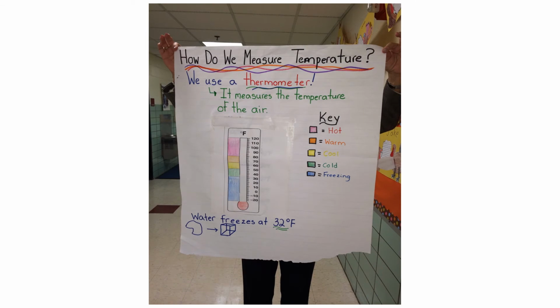Look at this. There is a question over there. It says, how do we measure temperature? And we are also remembering that we use a thermometer. The thermometer measures the temperature of the air. We can see there a graphic that is showing us a thermometer. The key says, it's pink, it's hot, it's too hot. When it's orange, it's warm, templado. Yellow is cool, una temperatura adecuada, it's cool.